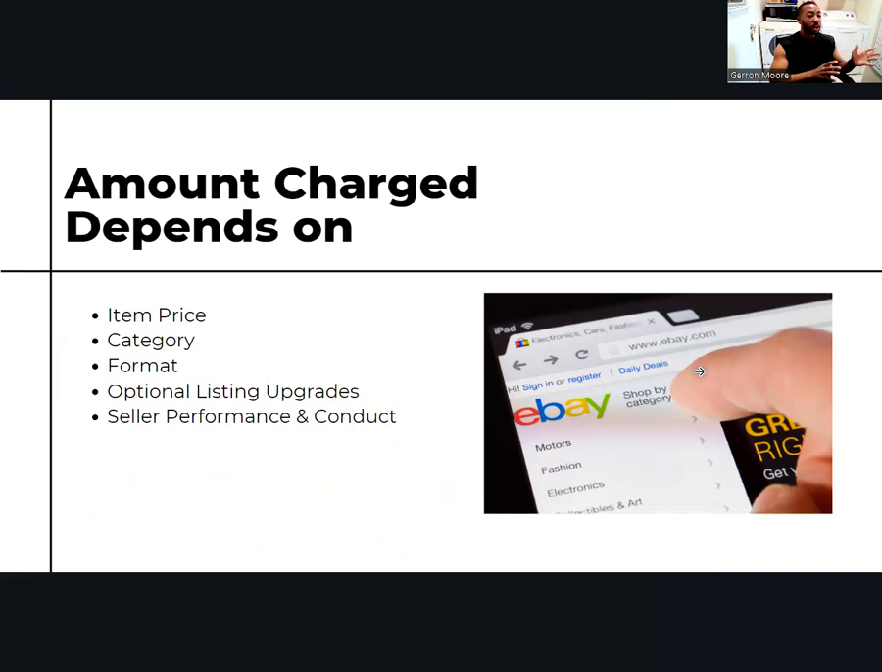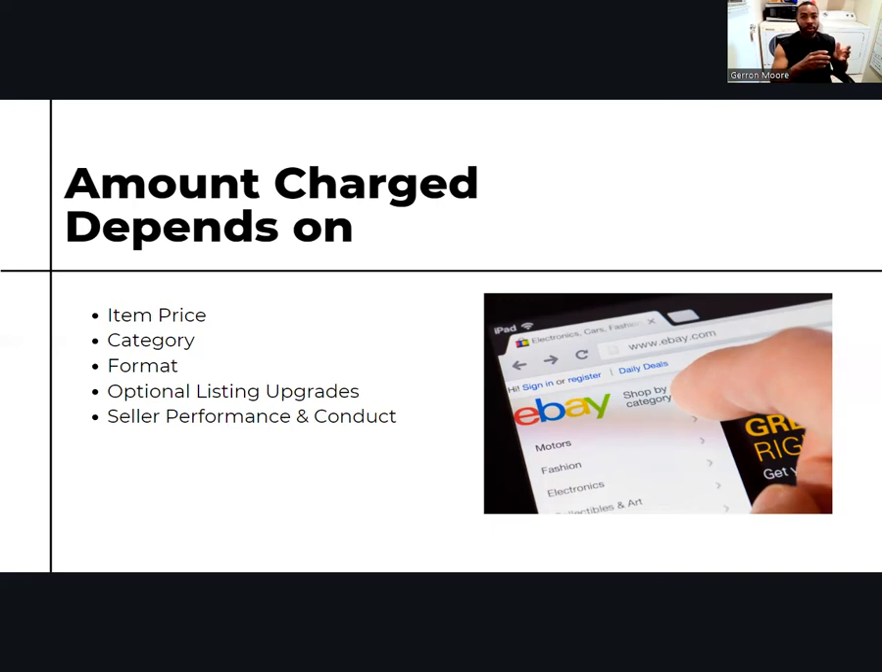So the amount that you're going to be charged depends on several different things. Number one, it depends on the price of the item. For regular categories, and we'll look at the prices here in a bit, I think the average is like 35 cents. But if you're selling in business and industrial, some of the heavier equipment type items, the fee is going to be a little bit more. For instance, for business and industrial, I think it's like $20, just because the items usually are higher in value.